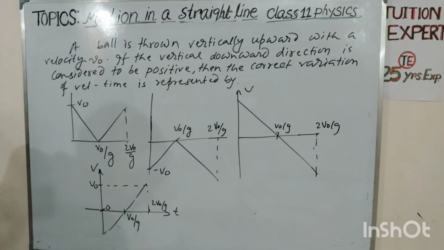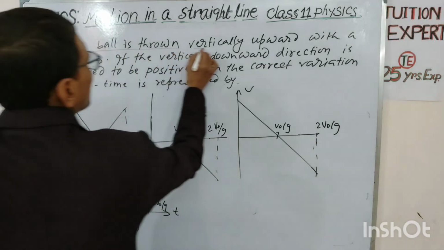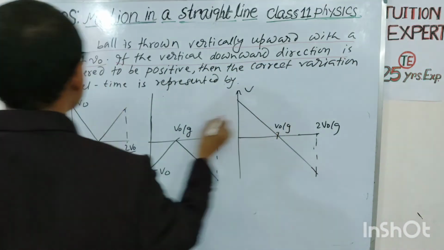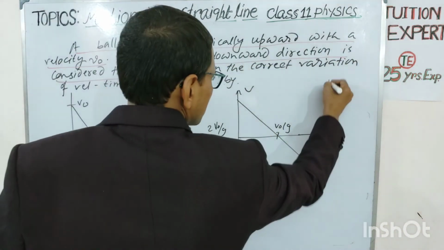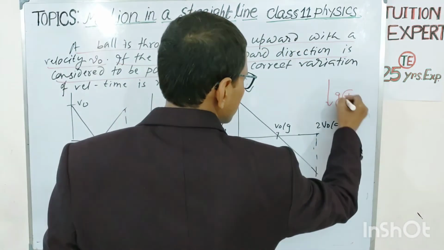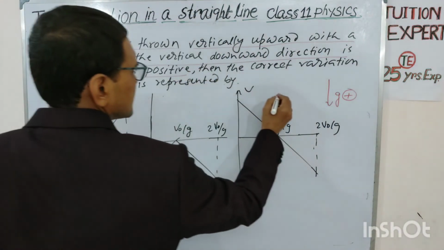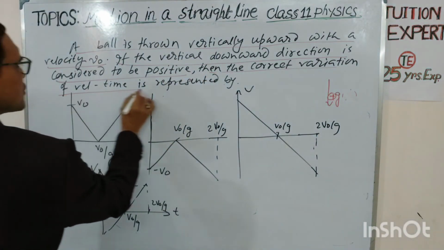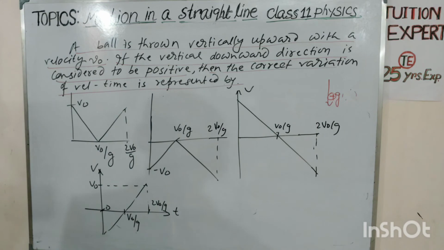These options are given, so which one is correct? We have to explain this question. I repeat once again, if a ball is thrown vertically upward with a velocity v0, and the vertical downward direction is considered to be positive, that is, we generally take g as negative, but here we consider g as positive, then the correct variation of velocity with time is represented by which one?